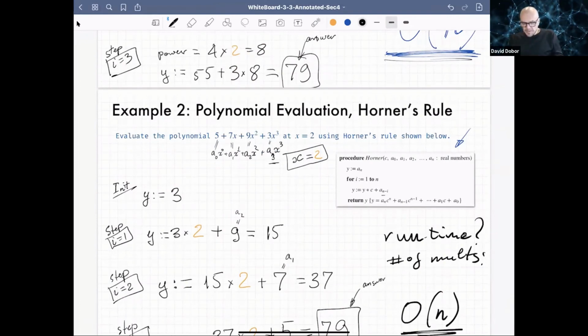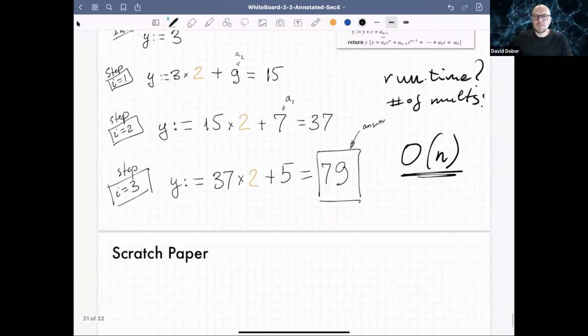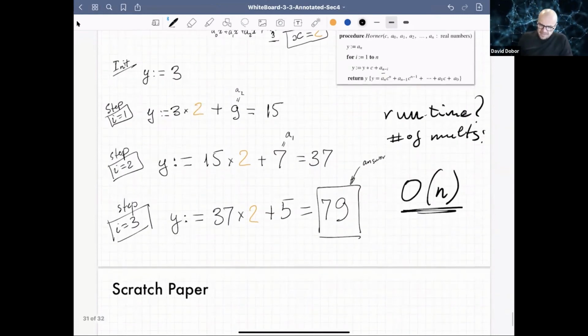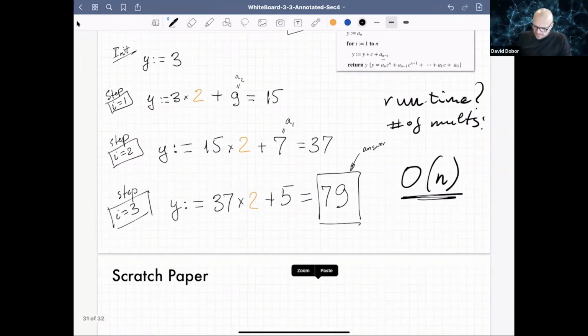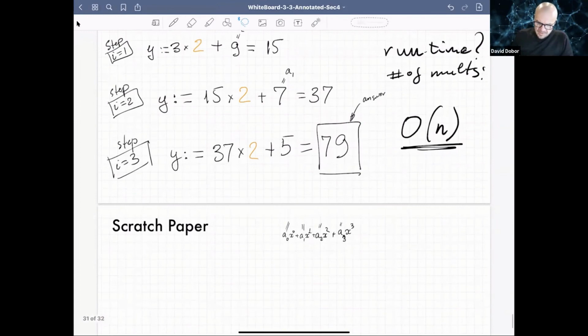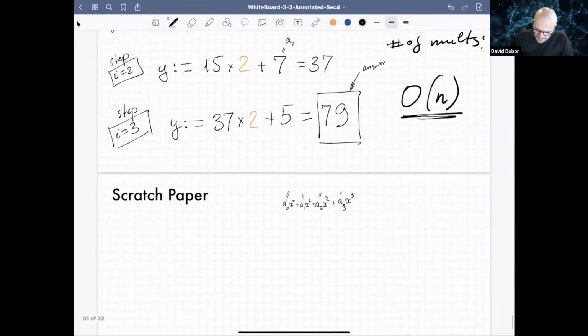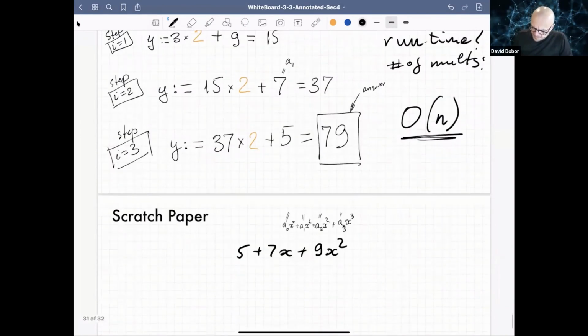So how did he come up with this? Let's see what was in his mind when he wrote down this rule. How did he, as a kid, practice with algebra, right? That's how he was able to write this down. Now let's see what I mean by this exactly. So here you have, let me copy, 5 plus 7x plus 9x squared, right? And plus 3x cubed.